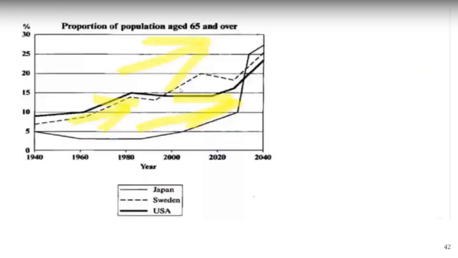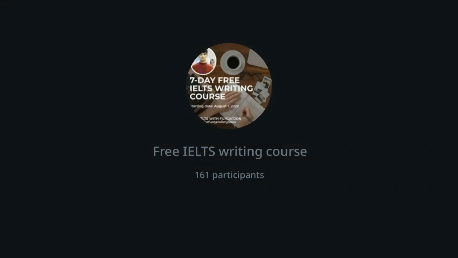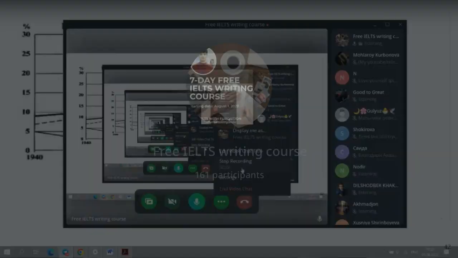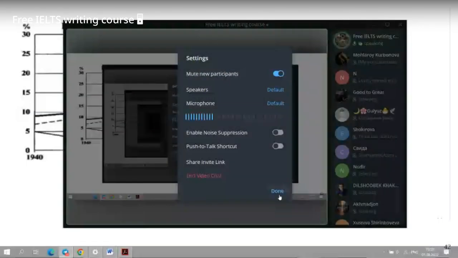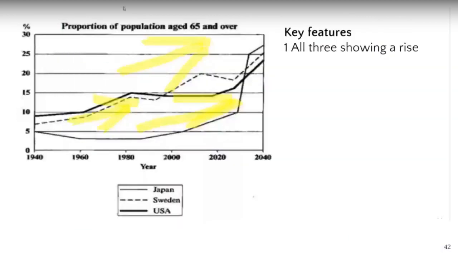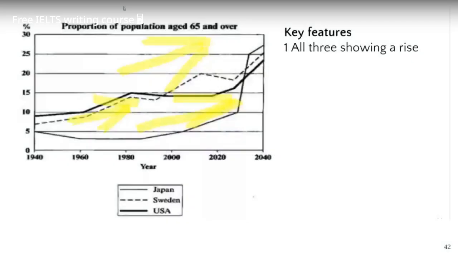Please, guys, mute your video. So the first key feature is all three showing a rise. As you can see, all of them have a rise. It's not a fluctuation, guys. It's still increasing. Okay. What about the second key feature?